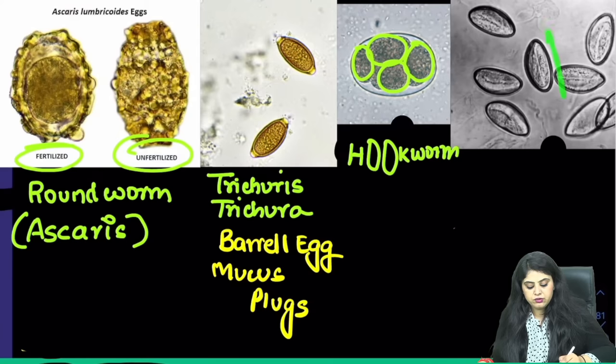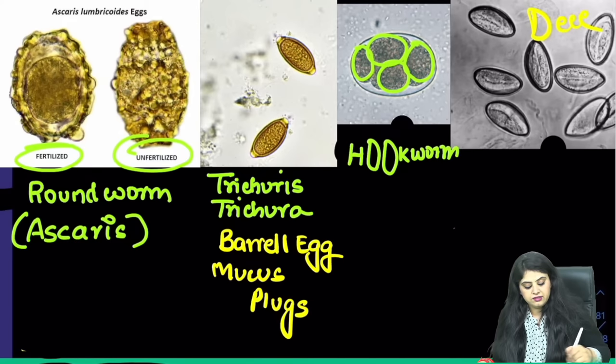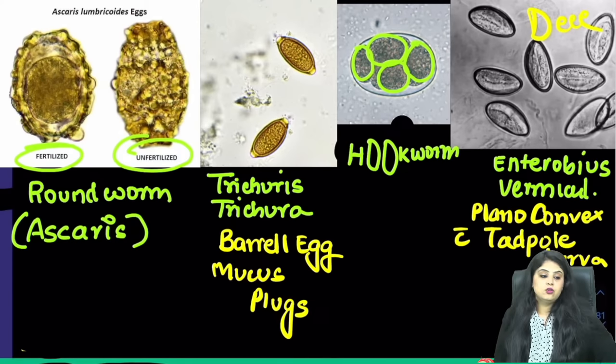And finally, where do you see this D shape egg? What did I say? Where do you see D? The way you say D, so D ke aage E. This D shape egg is seen in Enterobius vermicularis.